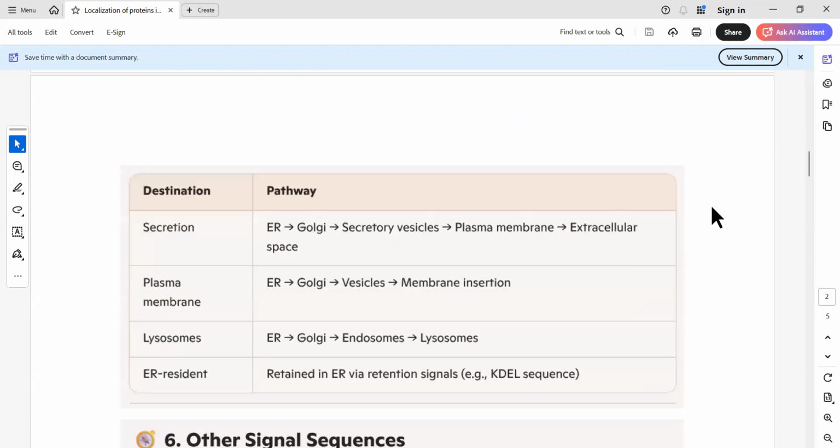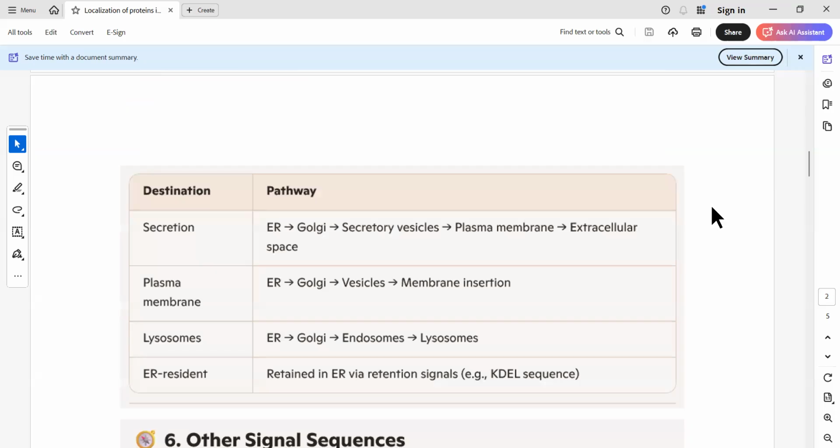Once it enters the ER, it follows different paths. What could that path be? Now here we have to understand something: for transport from the ER to the Golgi apparatus, we have COP2 vesicles, which take protein from the ER to the Golgi apparatus.